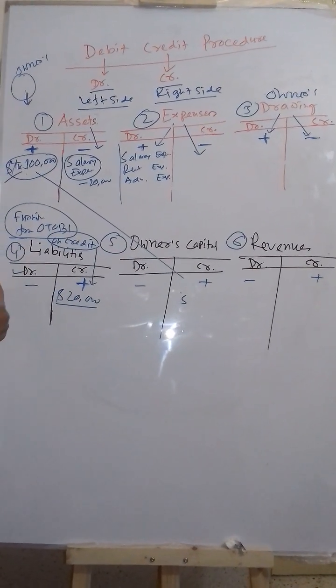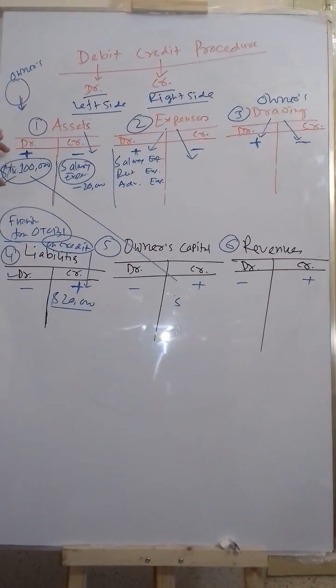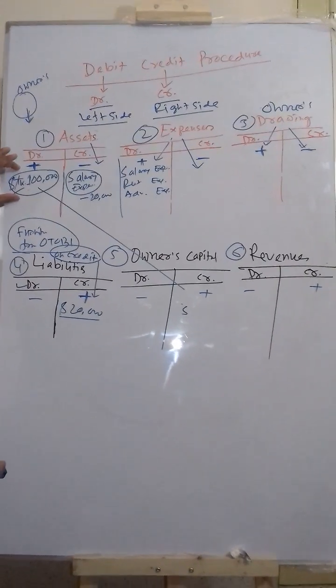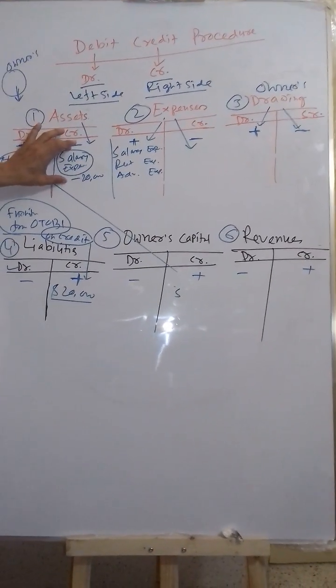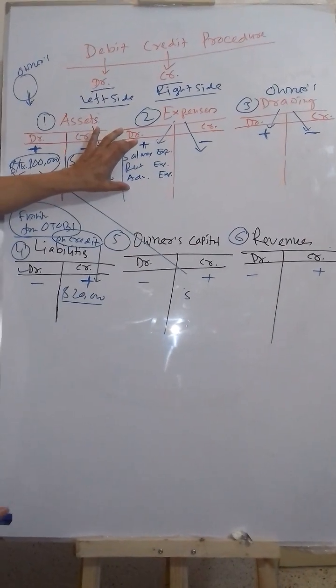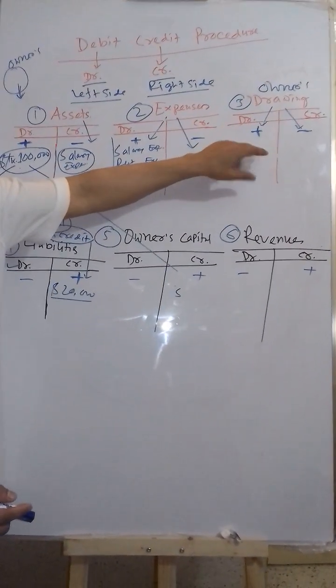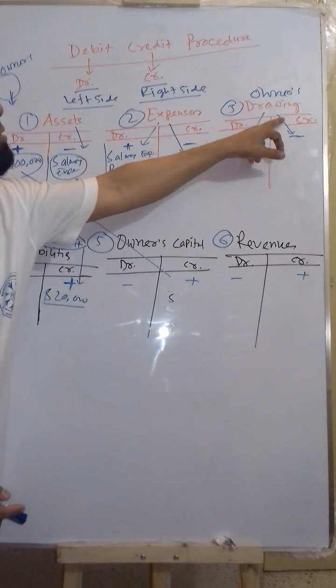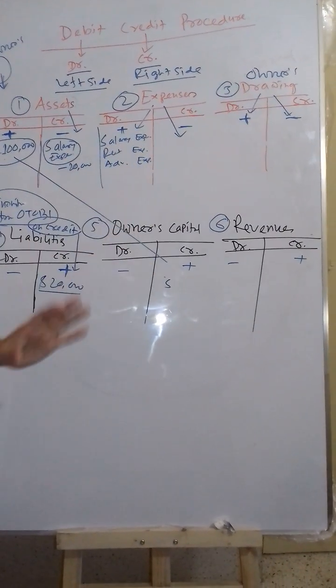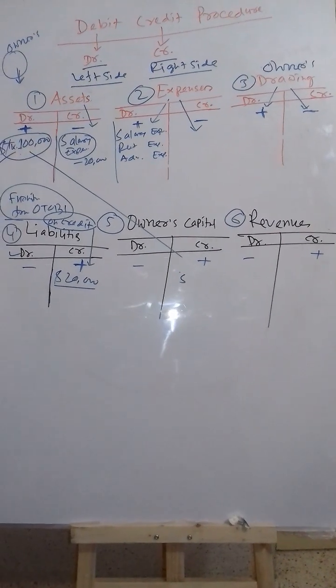Again I repeat this matter. Asset increase, asset must be debit, asset decrease, asset must be credit. Expense increase, expense must be debit, expense decrease, expense must be credit. Owner's drawing increase, this must be debit, owner's drawings decrease, it must be credit. These are the 3 items.